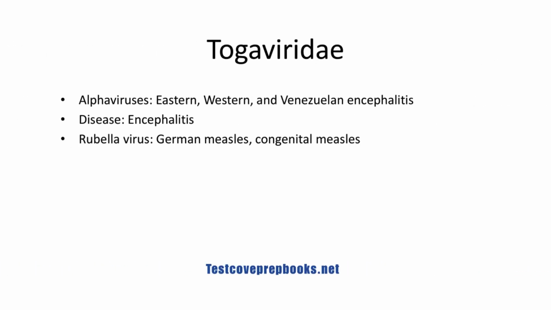Tocaviridae includes the alpha viruses, such as Eastern, Western, and Venezuelan encephalitis viruses, all causing encephalitis. Another member is rubella virus, which causes German measles and congenital rubella syndrome.